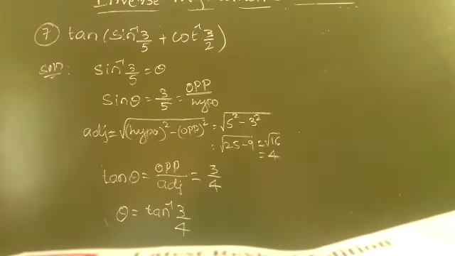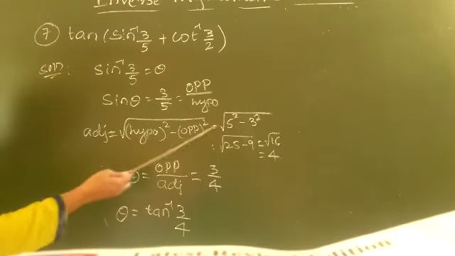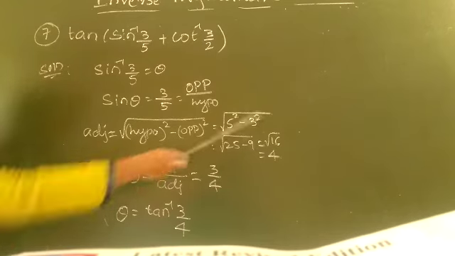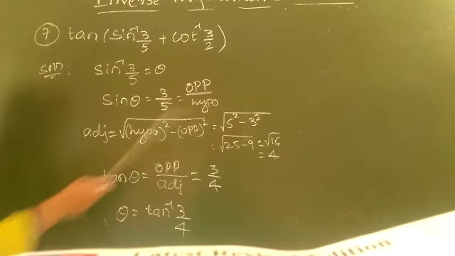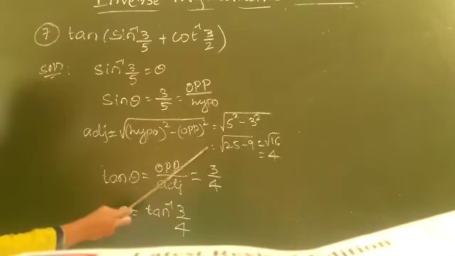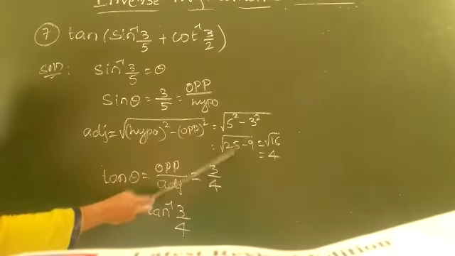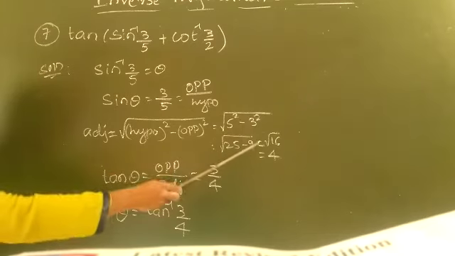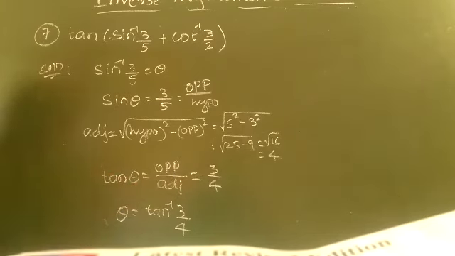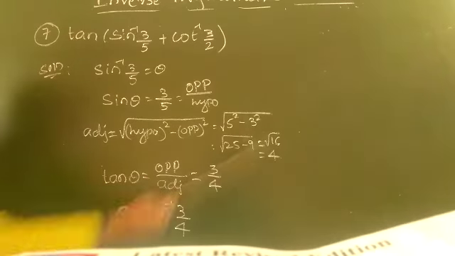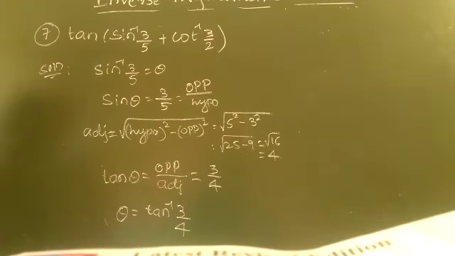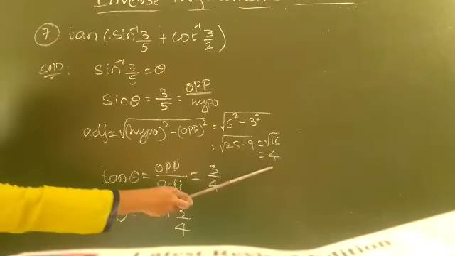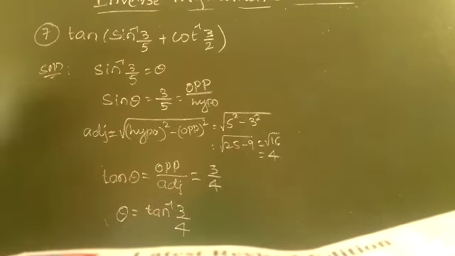Otherwise, we can take a Pythagorean triplet. 3, 4, 5 is the Pythagorean triplet. Otherwise, adjacent is the square root of hypotenuse square, 5 square, minus opposite square, 3 square, which is the square root of 25 minus 9, that is root 16. Root 16 is 4. Next, come to the tan theta definition. Tan theta is equal to opposite divided by adjacent, which is 3 divided by 4.